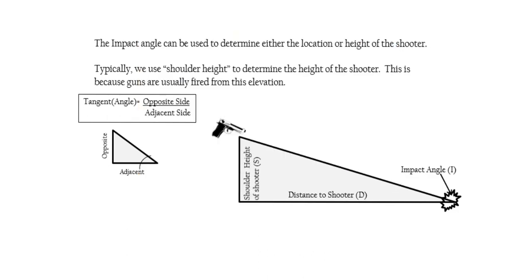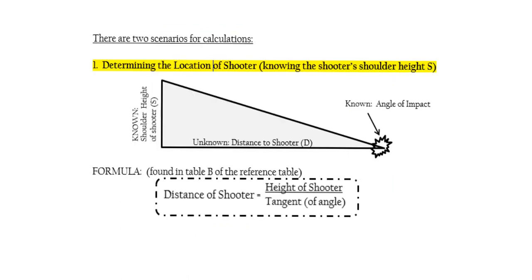So when we go to solve this, you will have a known value for the angle of impact. Either you're going to use a trajectory rod or it will just be given to you in the question. You're going to be given either the distance of the shooter or the shoulder height of the shooter, and then you have to solve for the one that we don't have. Today what we're going to focus on is determining the location of the shooter. So you're going to have 2 known values, the angle of impact, so we'll be able to figure out the angle that that bullet struck, and we're also going to have a suspect.